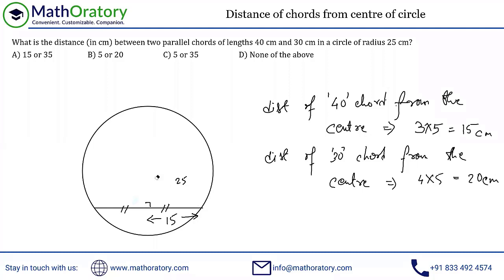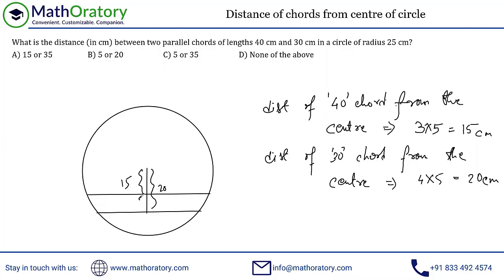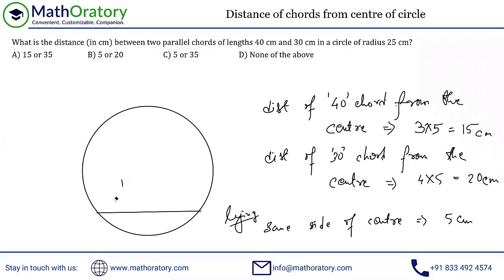So now think about the relative placement. One thing we know for sure is these two chords are parallel to each other. So there are two possibilities. One is that both of these chords are lying on the same side of the center. So something like this happens. Then there will be one distance of 15 from the center and 20 from the center, making a distance between the chords as 5 centimeter. So this is one possibility. If they are lying on the same side of the center, then the distance between these two chords should be 5 centimeter.